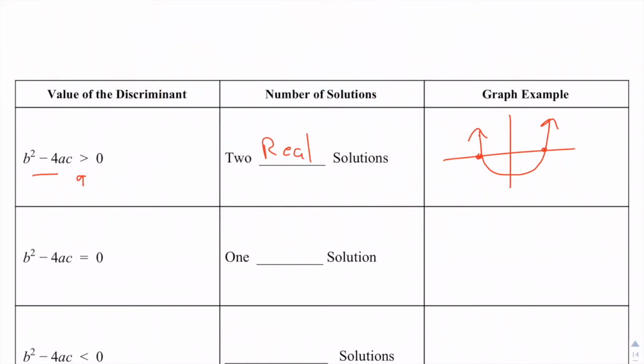Another thing that the discriminant tells us is that if the discriminant is equal to 0, then there's only one real solution. So the graph is going to look a little different. It's going to be something like this, to where it just touches the x-axis and goes up. So there is still one x-intercept when you have a discriminant that is equal to 0.